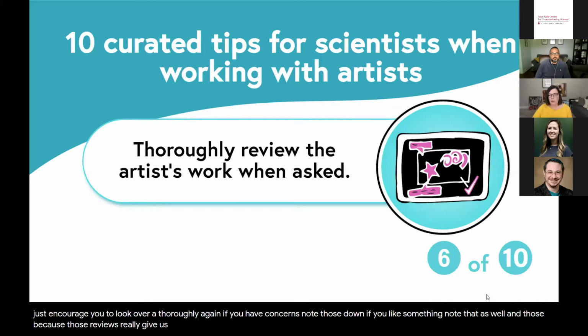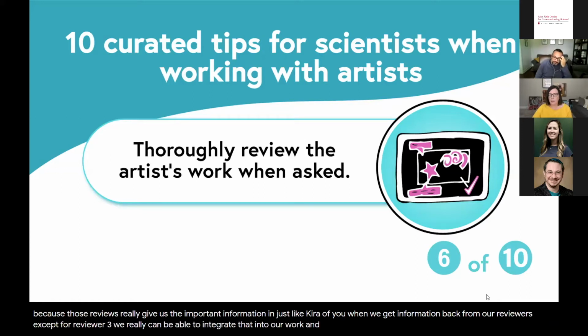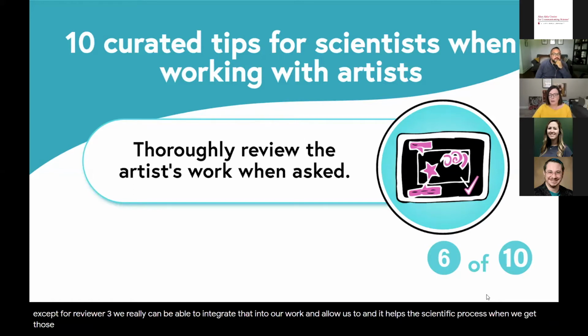And just like peer review, when we get information back from our reviewers, except for reviewer 3, we really can integrate that into our work. It helps the scientific process when we get this peer review, and the same is true for science art. When we get feedback, that allows us to create a better product. And what we really want in the end is to create something that you will love.